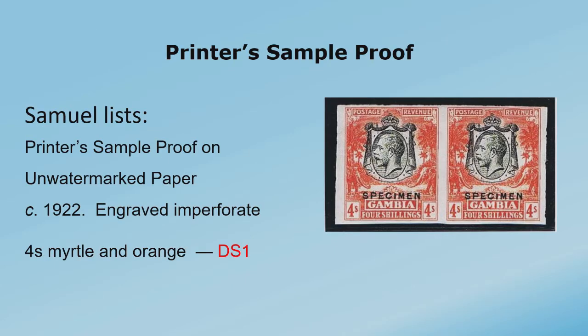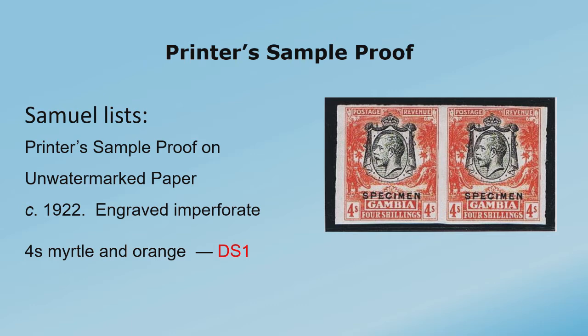As an example of a printer's sample proof, I show you this from Gambia, since that's what I'm collecting and that's what the subject of this talk is about. It's listed in Samuel's book as a printer's sample proof on unwatermarked paper. When I first saw this, when this first came to my attention, it looked to me like a forgery. It looked to me like a fake.